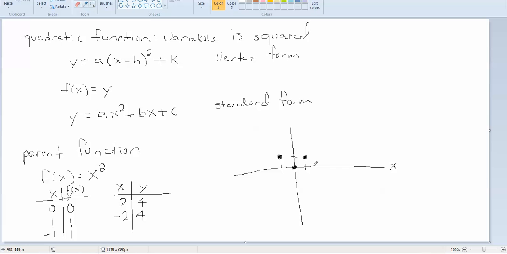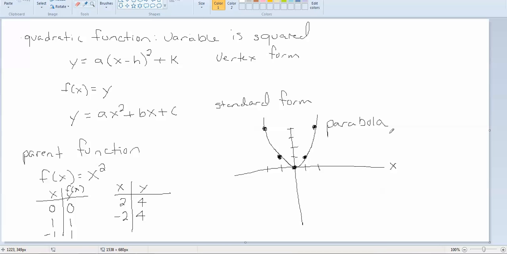And then I'm going to go over 2, up 4. 1, 2, 3, 4. And then negative 2 is also up here at 4. So this is my parent function. If I drew this, it looks like a U, and it's called a parabola. So that's the ugly name, parabola. That's our parent function. That's what it looks like.